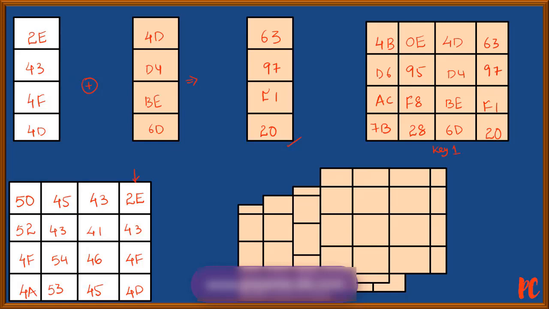Like this, we need to generate keys for 10 rounds. So multiple keys I am going to generate here. Now the question is how we are going to make a round here initially.